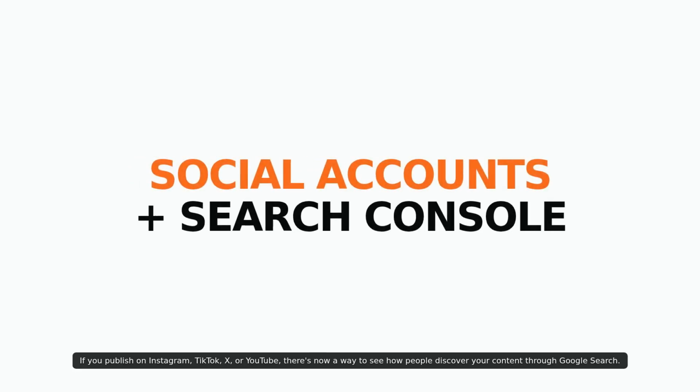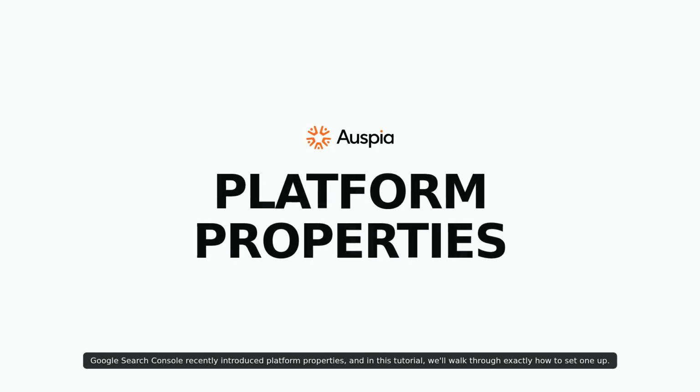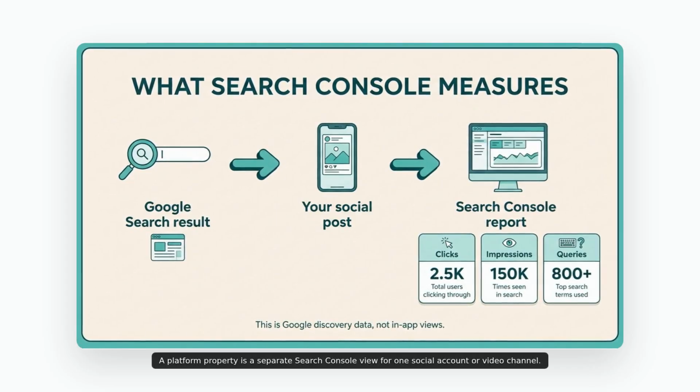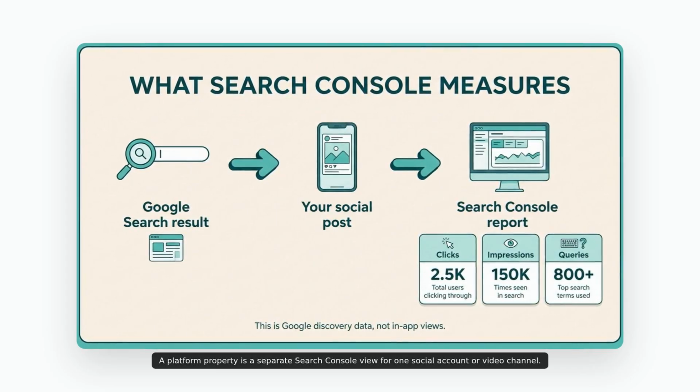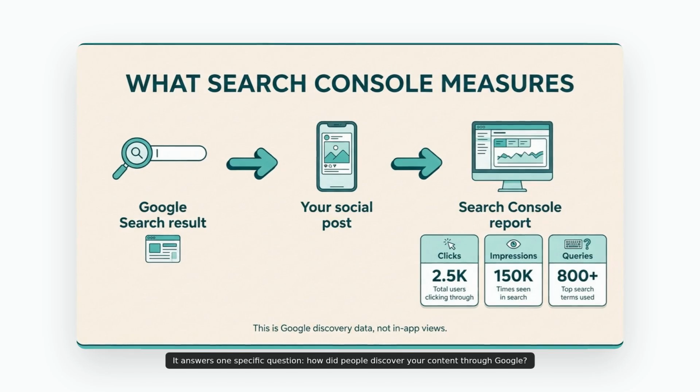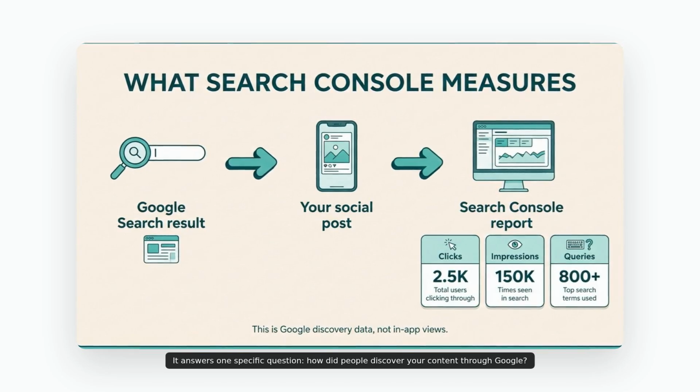If you publish on Instagram, TikTok, X, or YouTube, there's now a way to see how people discover your content through Google Search. Google Search Console recently introduced platform properties, and in this tutorial, we'll walk through exactly how to set one up. A platform property is a separate Search Console view for one social account or video channel. It answers one specific question: how did people discover your content through Google?